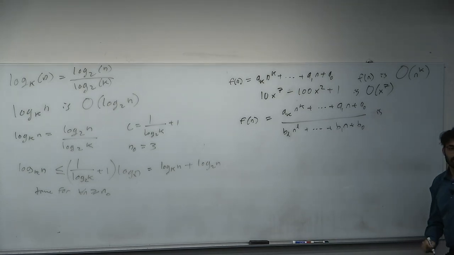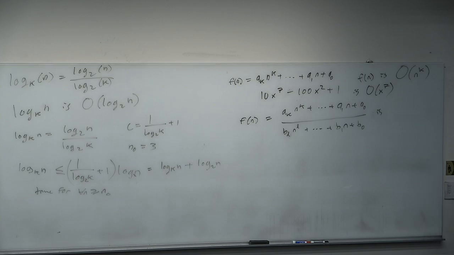You have a ratio of polynomials now. It's n to the k minus l. Let's be a little more specific. What if l is 20 and k is 3? 17. Or n to the 17. That would be n to the minus 17. k minus l could be negative. So in fact, that would be correct.